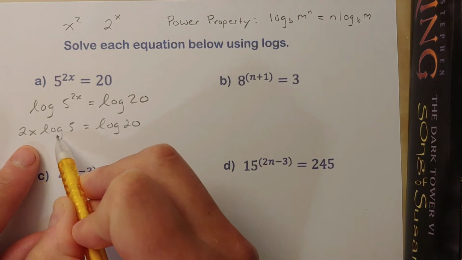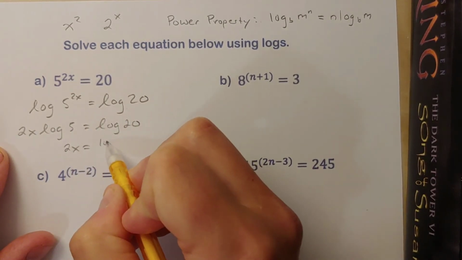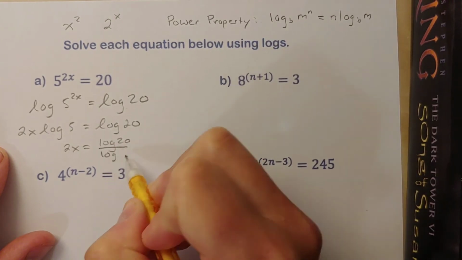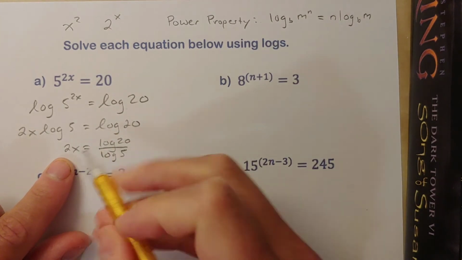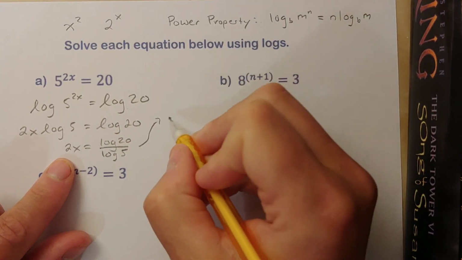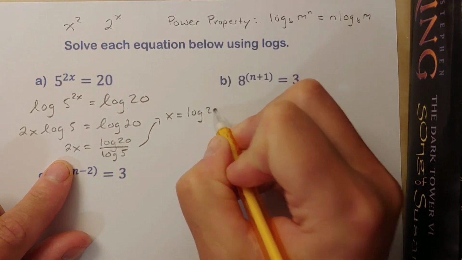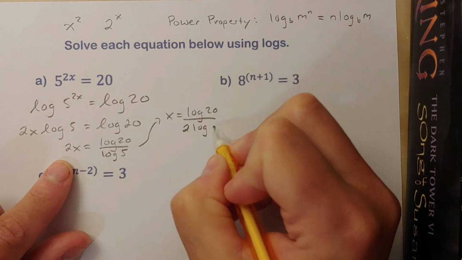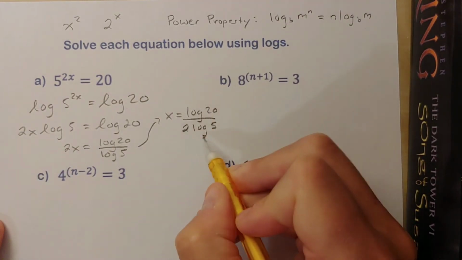So I'm going to divide both sides by log of 5. And I get 2x equals log 20 over log of 5. And then divide both sides by 2. And so I get x equals log of 20 over 2 log of 5. And now I have solved for x.